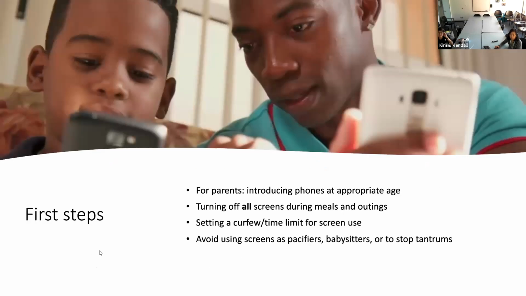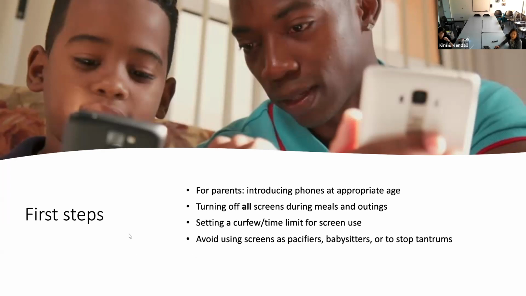And taking those first steps for parents right in the beginning, when to introduce phones. Right now the average age in the US is around 10 or 11 years old. Kendall and I, right before this talk, were actually talking about the screen time for infants, and what was the average suggested time for 3 month olds? It was 2 hours. Yeah, 2 hours of screen time for 3 month olds. That's pretty astounding. So trying to remember, and also counseling our patients, not to use screens as pacifiers for children or babysitters or to stop tantrums.